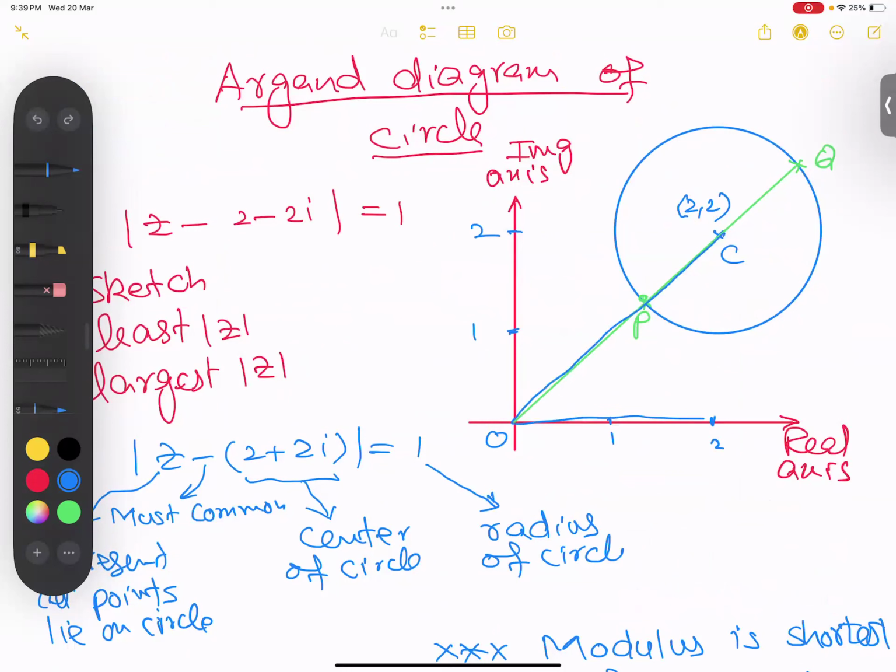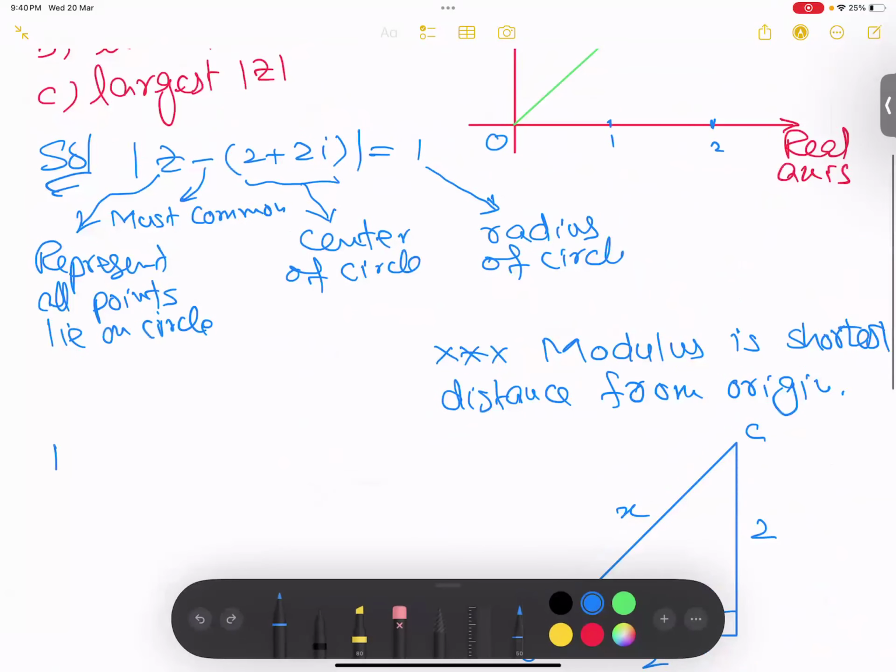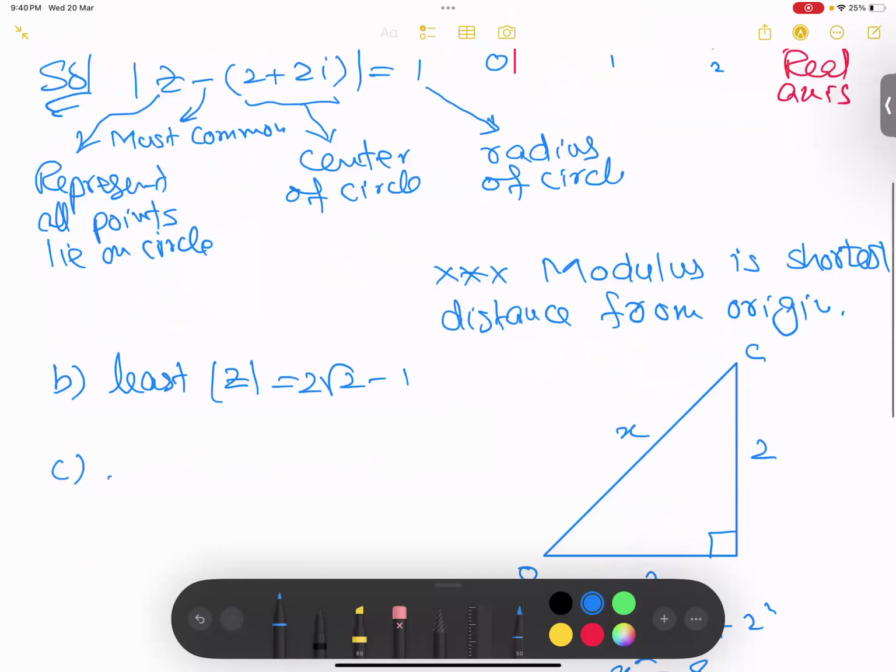You can see again, look at this triangle. So this is 2 root 2. So 2 root 2 minus 1, I will get this distance. I repeat, this distance is 2 root 2, and this distance is 1. So this distance becomes 2 root 2 minus 1. So the question is over, part B. I can say that the least modulus of Z is 2 root 2 minus 1. And what about the largest? The largest modulus is 2 root 2 plus 1.